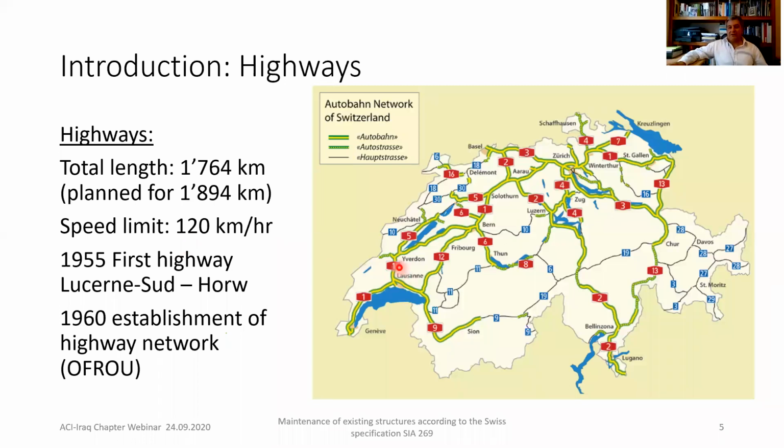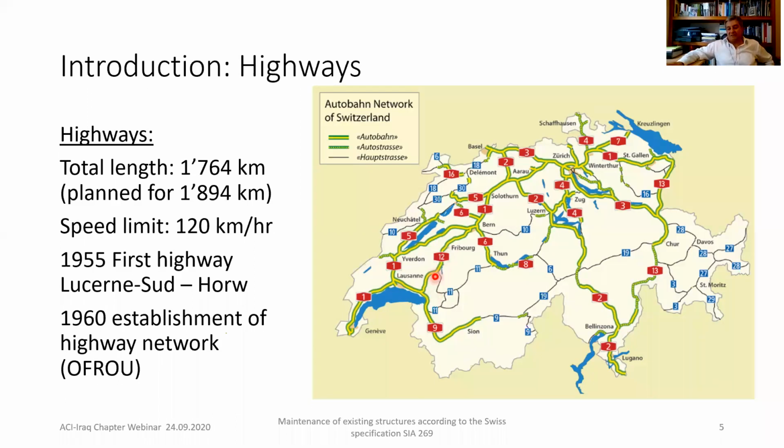The first autoroute, the first highway line, was constructed in 1955 between Lucerne, which is here, and in this direction. That was the first highway constructed in Switzerland. And then in 1960, the Office Fédéral des Routes, that means the Confederation Bureau for highways, was established and financed all the maintenance and construction of the highways.